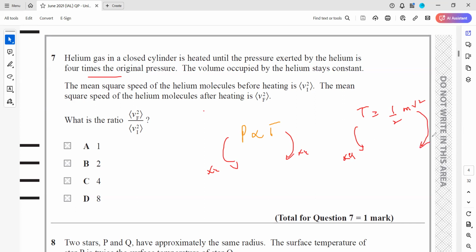So what should happen to the speed? The speed should be double, because if speed is double, 2 square will be 4.